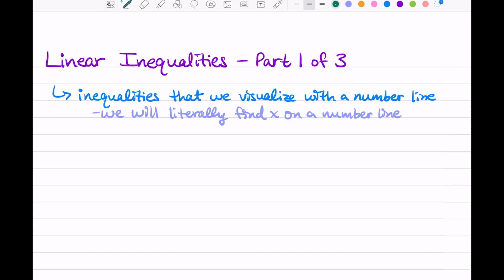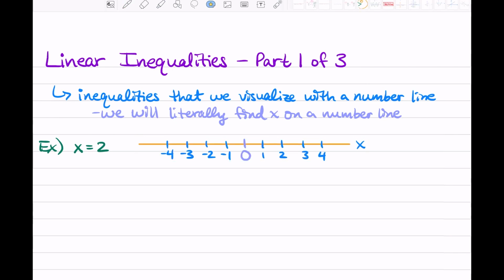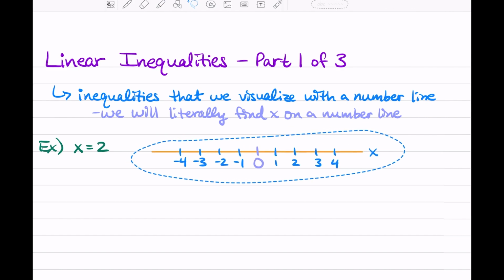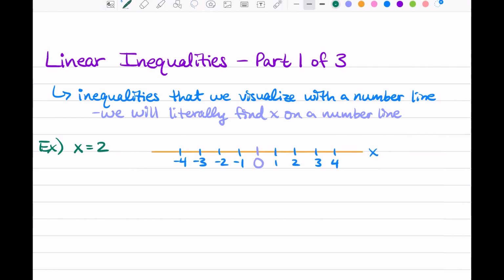Okay, let me give you an example. Let's say x, our number in disguise, was 2. And we want to find that on a number line. So I have a number line here, and we want to find x. Where is x? X is 2, so let's shade in 2 on our number line. That is it. That's the goal. That's what we're trying to do in this video. Just finding x on a number line. And you can think of this number line as the x-axis.